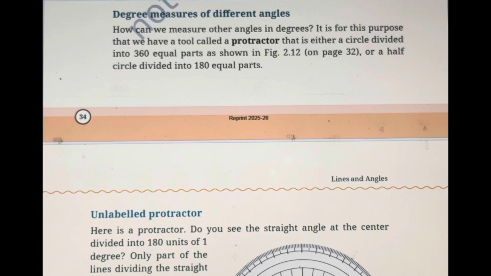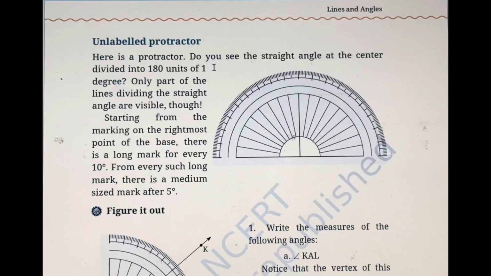Now, how do we measure these angles? So if you have seen your geometry box, it has a tool which is semicircle in shape. It is known as a protractor, right? Now you know that a full circle is 360 degrees and this protractor is a semicircle, that is half of the circle. So it is divided into 180 equal parts.